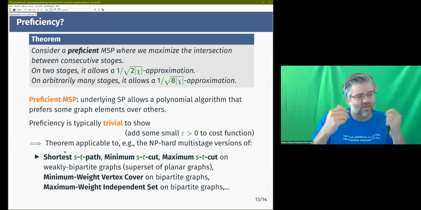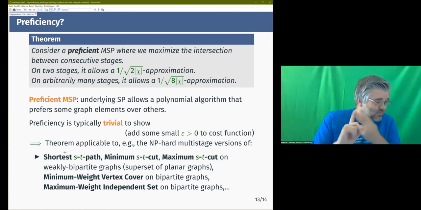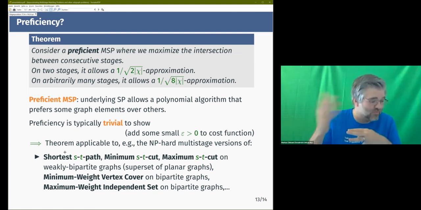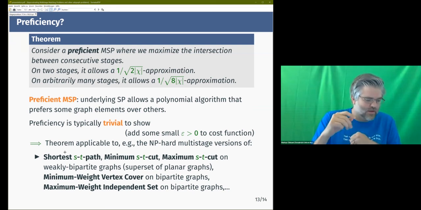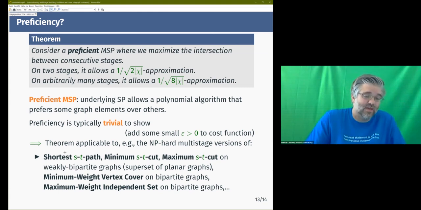And this includes the multi-stage version of the shortest path problem, of the minimum cut problem, of the maximum cut problem, provided that maximum cut is polynomial time, as it is on planar graphs, on bipartite graphs, on the generalization of both of them, the weakly bipartite graphs, an awful name, by the way, and the minimum weight vertex cover restricted to bipartite graphs, maximum weight independent set on bipartite graphs. All these problems are proficient, and therefore you can get these approximation ratios directly out of the box.